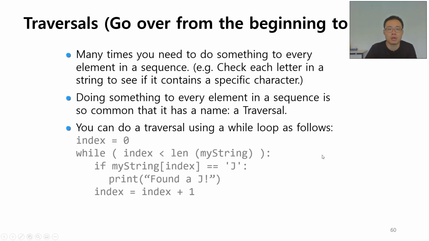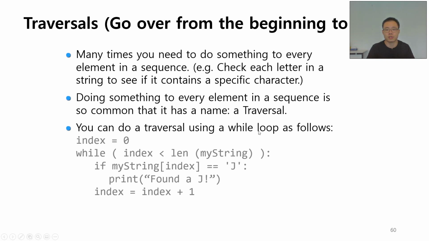Traversals. It means that you go over from the beginning to the end. Many times you need to do something to every element in a sequence. For example, if you want to check each letter in a string to see if it contains a specific character. You want to do something to every element in a sequence. This is very common, and has a name: a traversal.